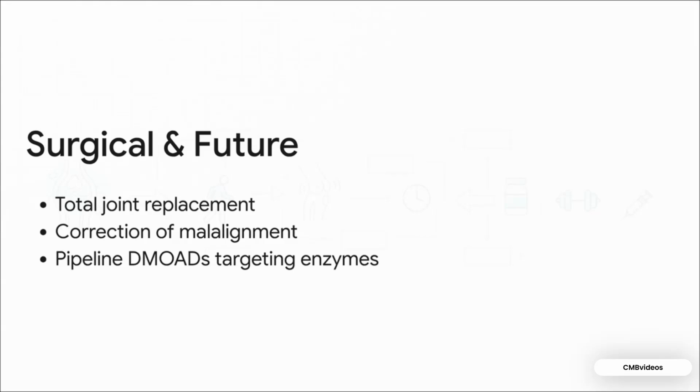But looking to the future, the holy grail is finding disease-modifying osteoarthritis drugs, or DMOADs. Researchers are actively looking at pipeline drugs that can block breakdown enzymes like cathepsin K. The goal? To actually halt the structural degradation in its tracks.